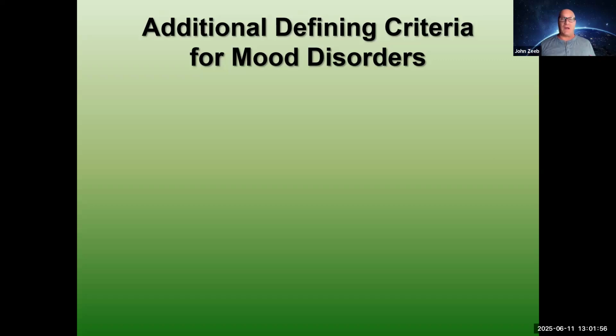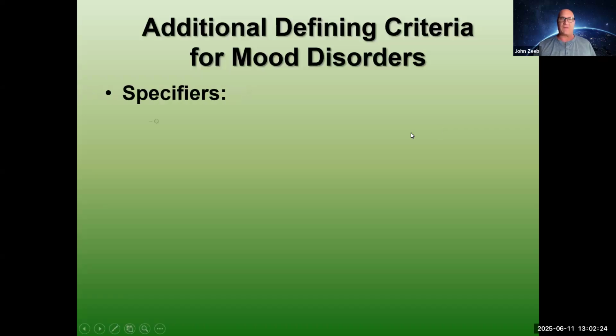This time we're going to expand on mood disorders, which is the current chapter we've been learning about. We did learn that there are different types of mood disorders. So now what we're going to look at are some additional defining criteria for mood disorders. In other words, these are what we call specifiers to explain what else is going on with the person when they're diagnosed with a mood disorder.